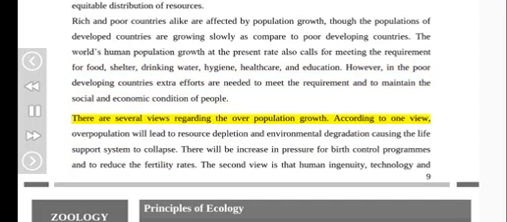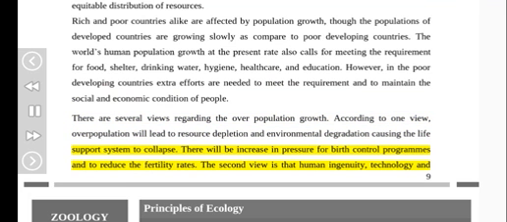There are several views regarding the overpopulation growth. According to one view, overpopulation will lead to resource depletion and environmental degradation, causing the life support system to collapse. There will be increase in pressure for birth control programs and to reduce the fertility rates.